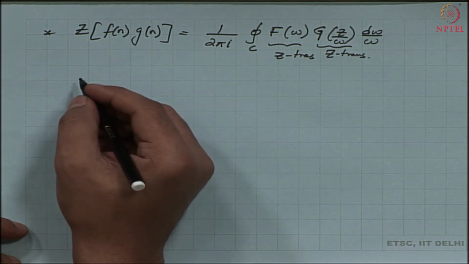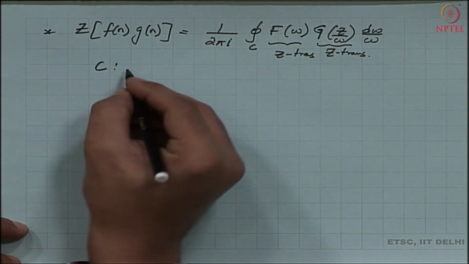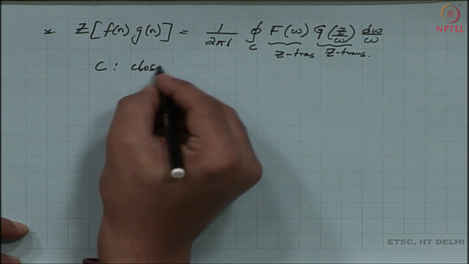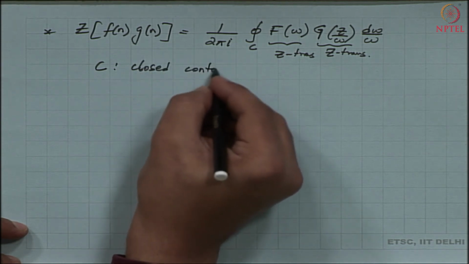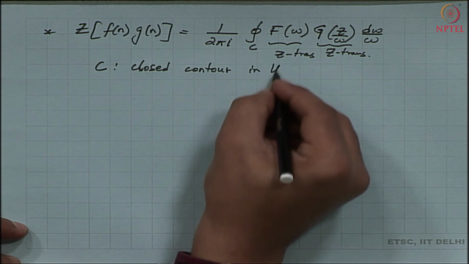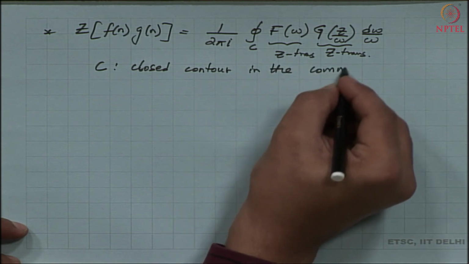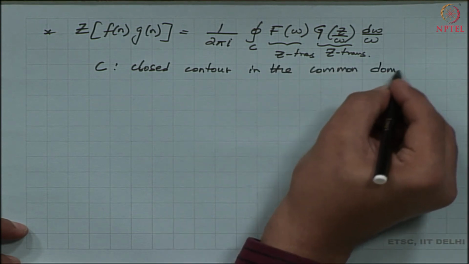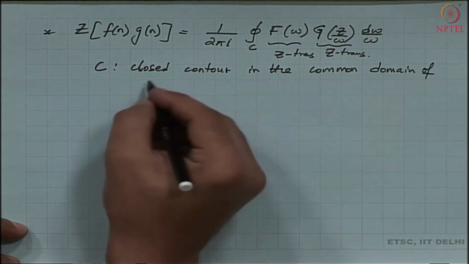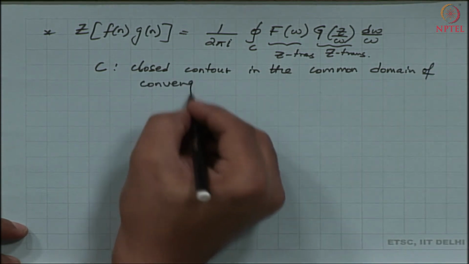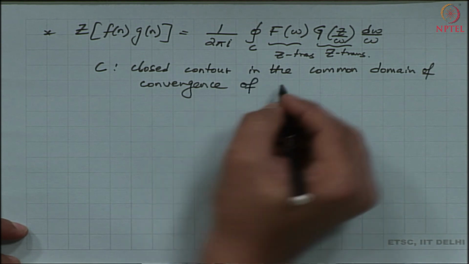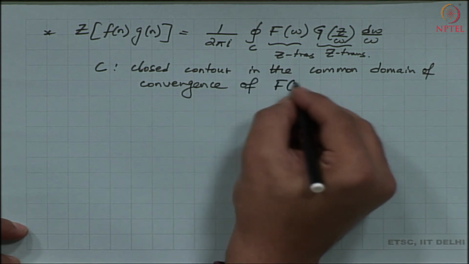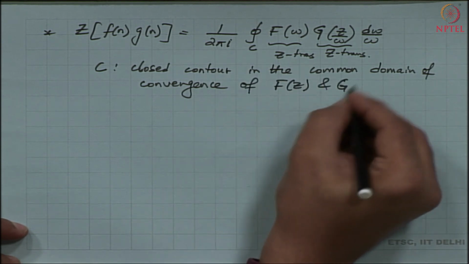Here I just want to highlight that C is a closed contour in the common domain of convergence of f of z and g of z.